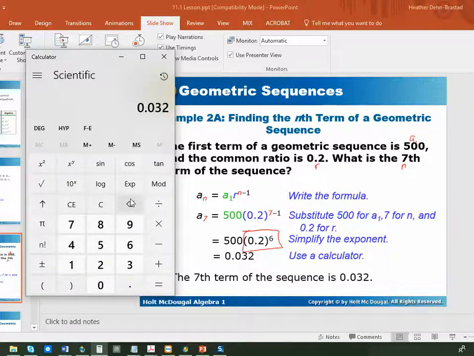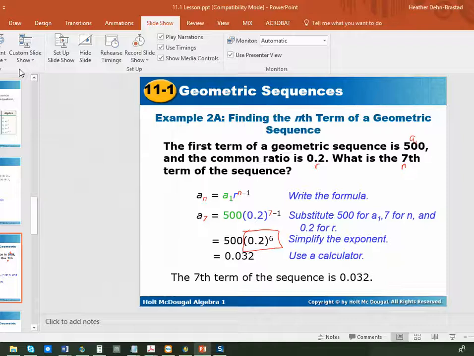Now let's say that you accidentally multiplied 500 times 0.2 first and got 100, and then you took that to the 6th power. That answer is very, very different than this answer. So be very sure that you are doing your order of operations correctly, and that is to do the exponents before you do the multiplying.